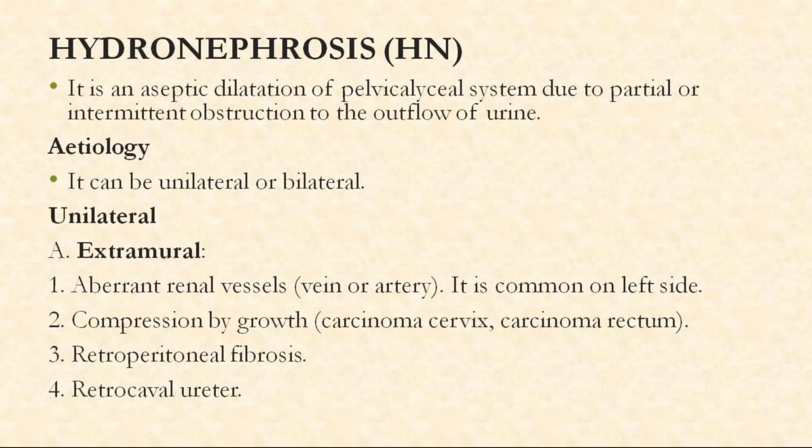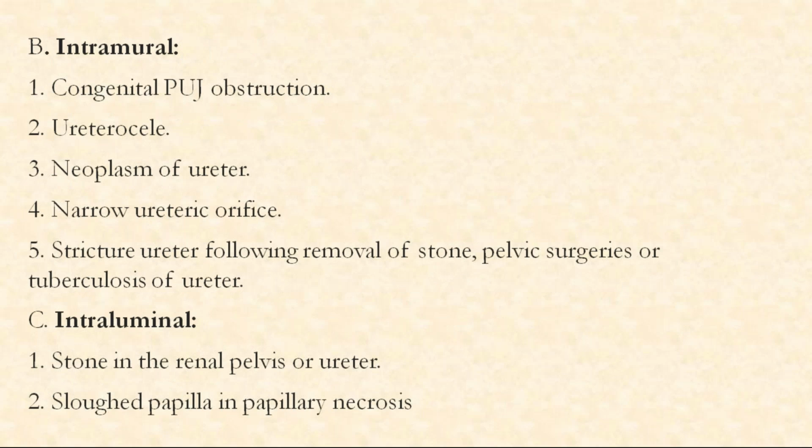What are the intramural causes? Extramural causes we have discussed. What are the intramural causes? Usually a congenital PUJ, pelviureteric junction obstruction, can occur, or ureterocele. The inner mucosal layer of the bladder may produce a cyst, that is called ureterocele, or any malignancy related to the ureter is also responsible for hydronephrosis.